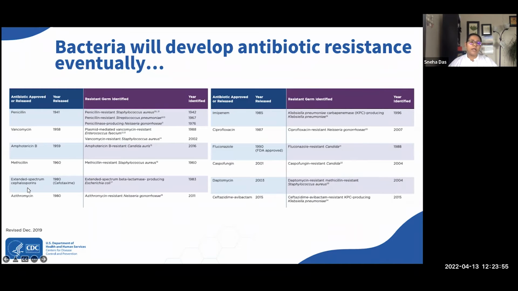However, some antibiotics like azithromycin have been more successful. As you can see, there has been a significant delay from when it was introduced in the 1980s to when the first resistant microbial strain was identified. But the main takeaway here is that no matter how good an antibiotic or an antimicrobial compound is, the microbe will eventually become resistant.